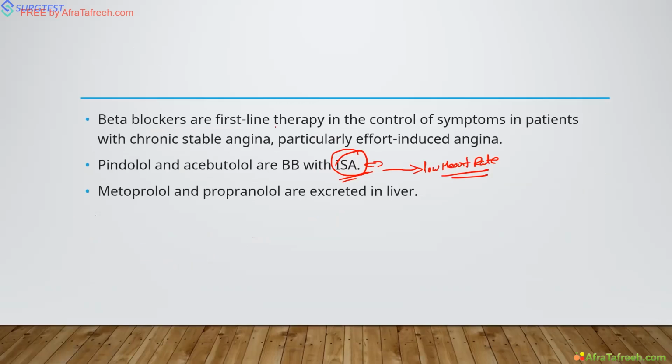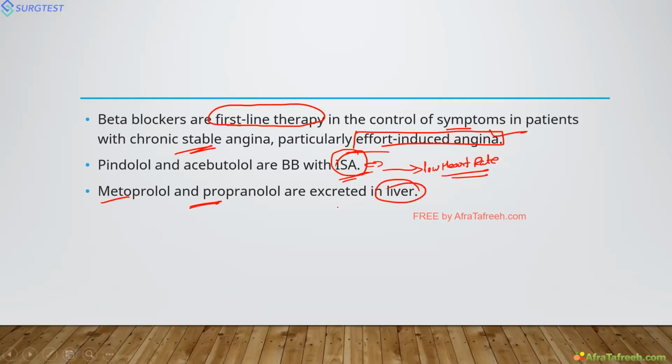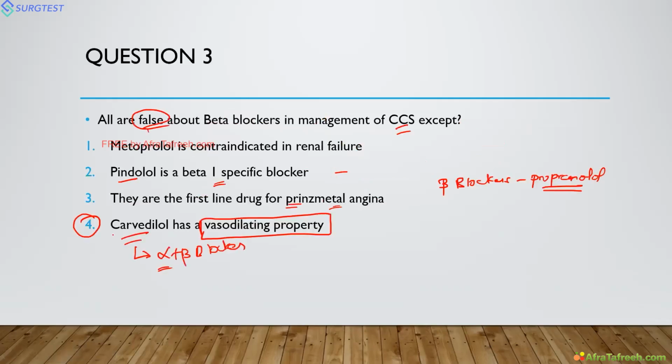See, this is a beta blocker. Beta blockers are first line therapy in the control of symptoms for CCS, particularly effort-related angina. It is not Prinzmetal angina. This is effort-related angina. Next, metoprolol and propranolol are beta blockers excreted in the liver. So they are not contraindicated in renal failure. Full dose can be given of metoprolol and propranolol in renal failure. So the answer for our question is option 4, carvedilol has a vasodilating property. Okay.